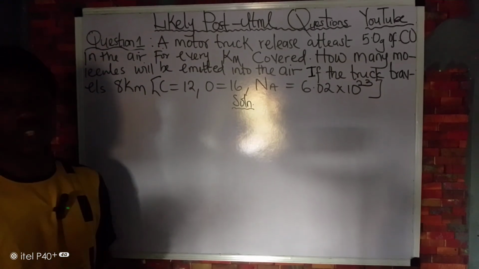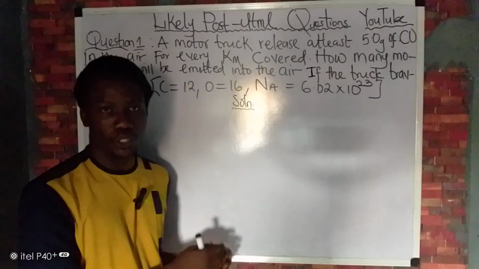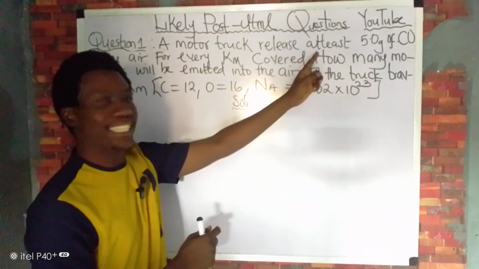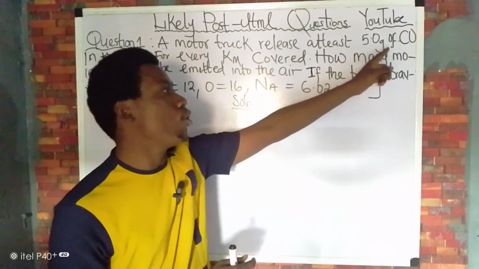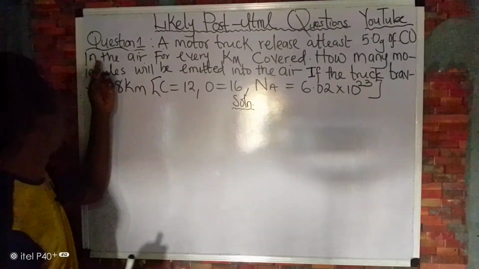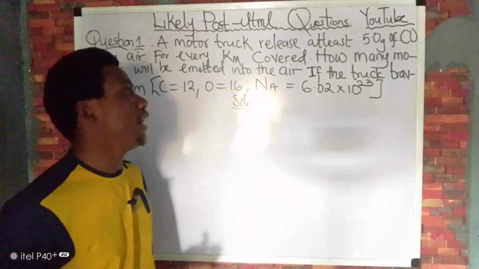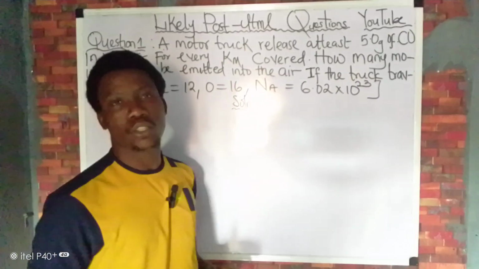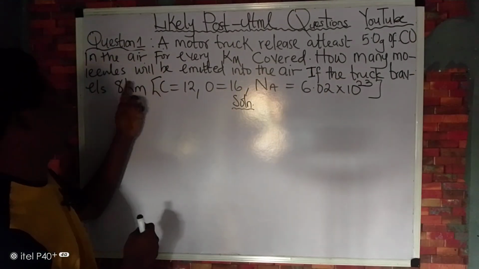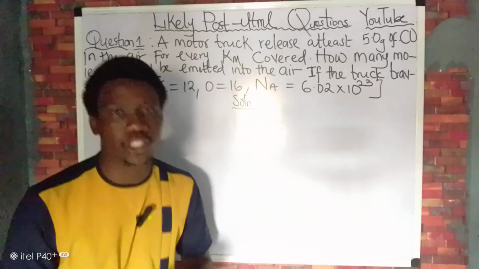If you come across this question in your exam, how will you solve it? Okay, now let us look at the question very well. The question says a motor truck releases at least 5.0 grams of CO, that's carbon monoxide or carbon dioxide, in the air for every kilometer. That is to say, for every 1 kilometer, it releases this amount of CO. Okay, covered. How many molecules will be emitted into the air if the truck travels 8 kilometers?